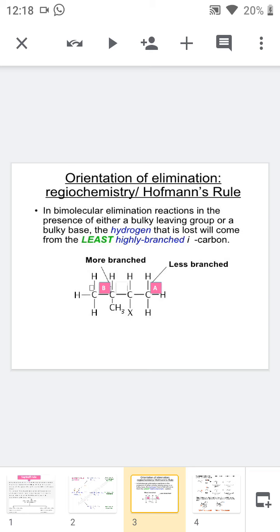If we take the hydrogen from A, we will get an alkene in which the double bond is in the terminal position. So it is not stable according to Saytzeff's rule. But in this case, it is the major product, because if we take the hydrogen from position B, we will get the more substituted alkene, but in order to avoid steric hindrance, it is better to take the hydrogen from position A.